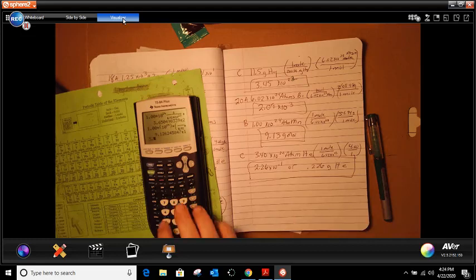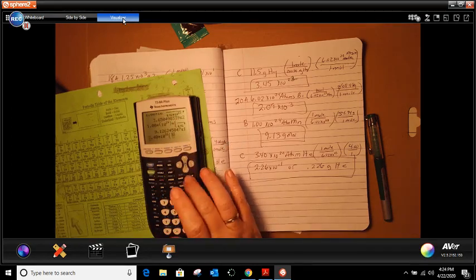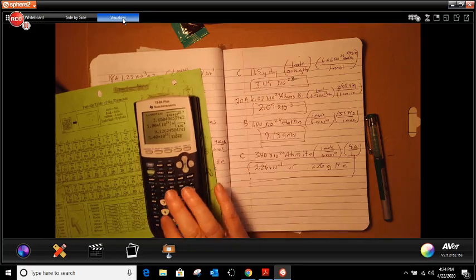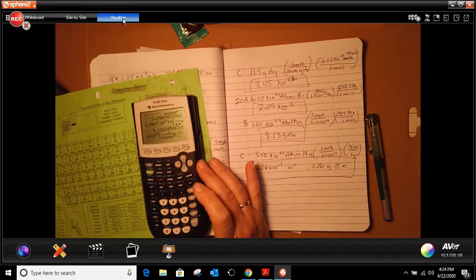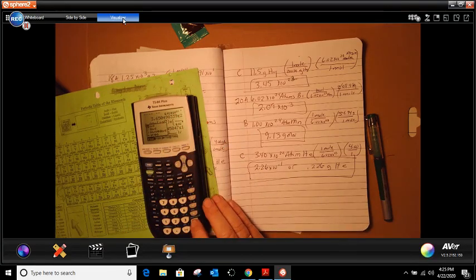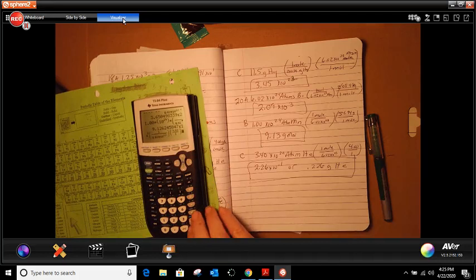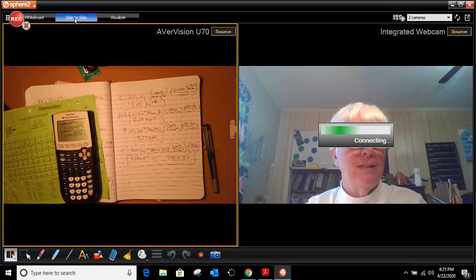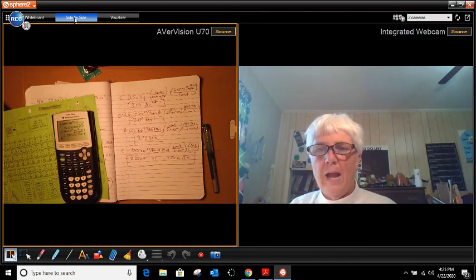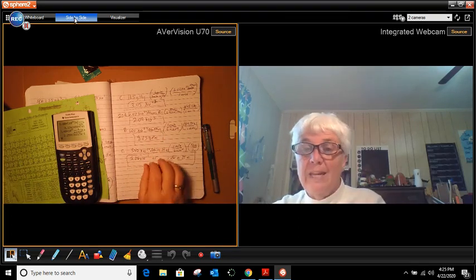And then the last one, 3.40 times 10 caret 22, open bracket, alpha y, enter, 1 divided by 6.02 times 10 caret 23, close bracket, open bracket, alpha y, enter, which is 4.00 over 1, close bracket, enter, and I get 2.26 times 10 to the negative 1. Can I tell you, the more you practice, the more you use your calculator, the more you do these problems, I promise the easier it's going to get.